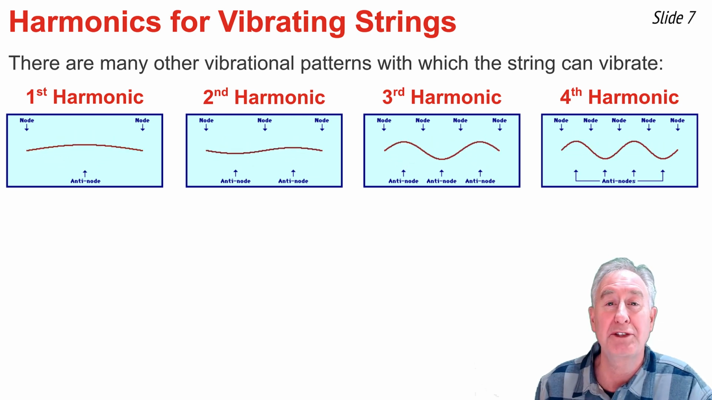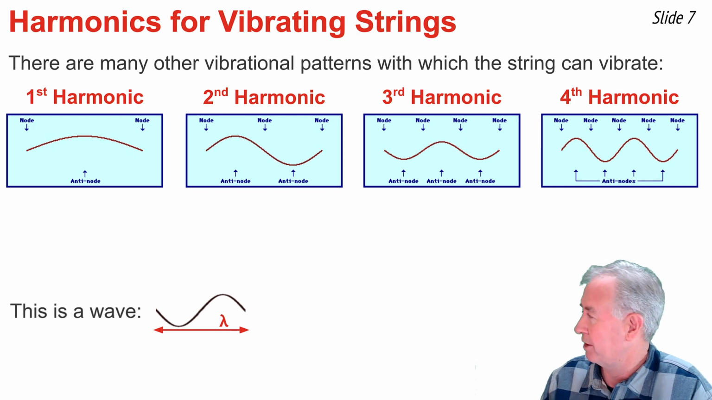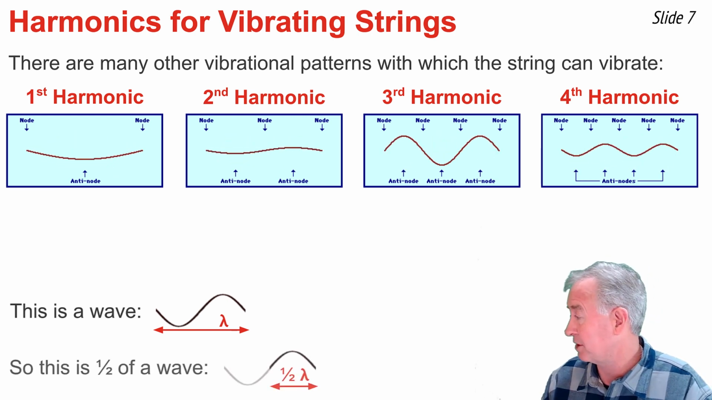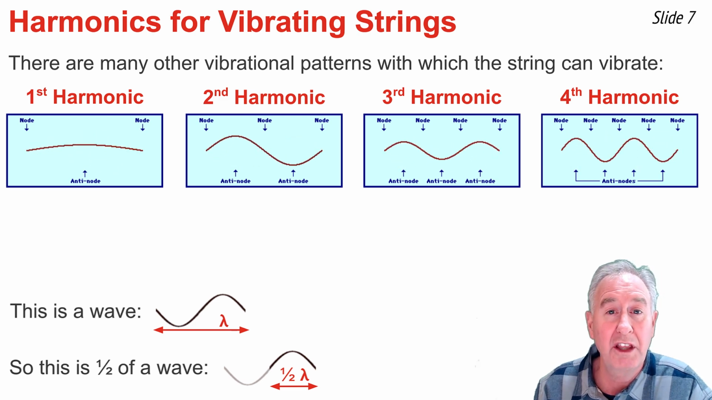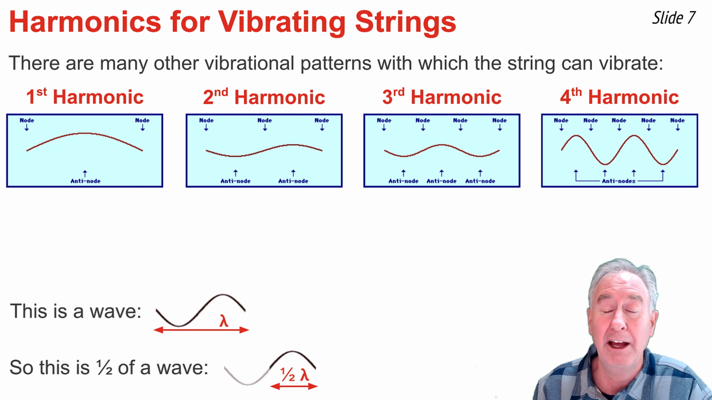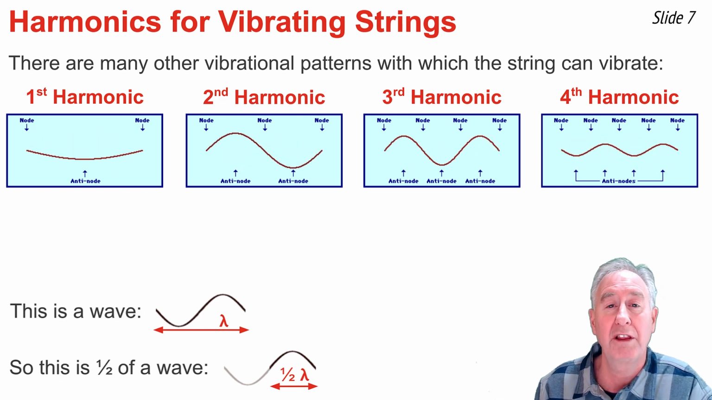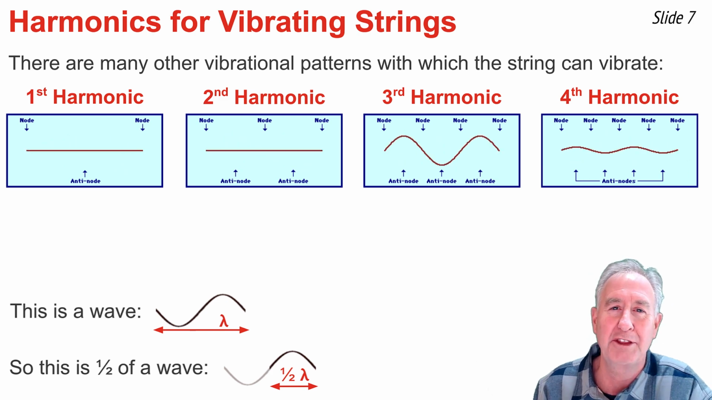These animations depict the vibrational patterns for the 4 lowest frequency harmonics of a vibrating string. I refer to them as the first, second, third, and fourth harmonics. Knowing that this is 1 wavelength and this is a half a wavelength, I can count the number of wavelengths within the length of the string for each of the 4 harmonics and write an algebraic statement in which I compare the length of the string to the number of wavelengths within that length of string.